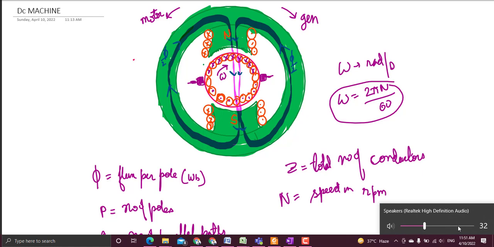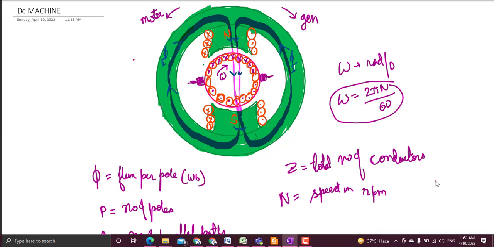This is the same as when we want to increase the current, we can arrange the batteries in parallel. If we connect the batteries in parallel, the current increases. If we connect the batteries in series, the voltage rating increases. Here, each conductor is acting like a small battery, and all are connected in series or parallel to make the particular rating of the machine.